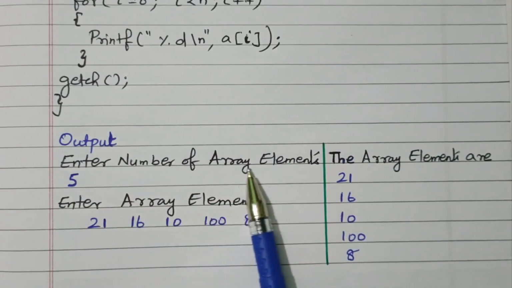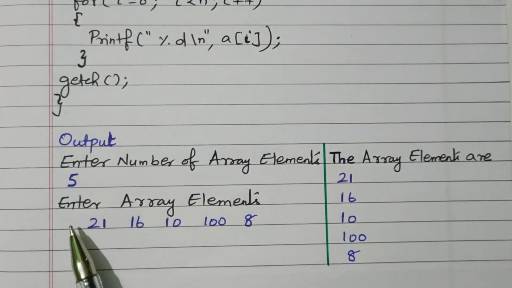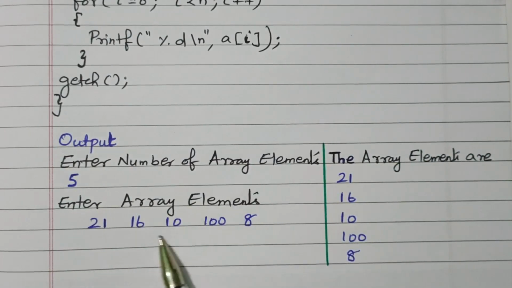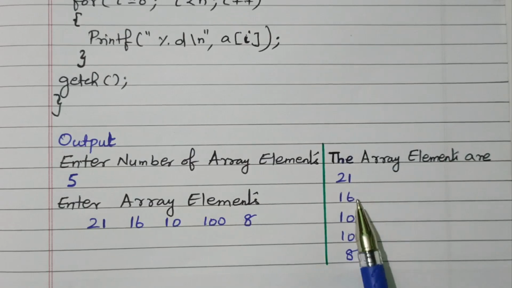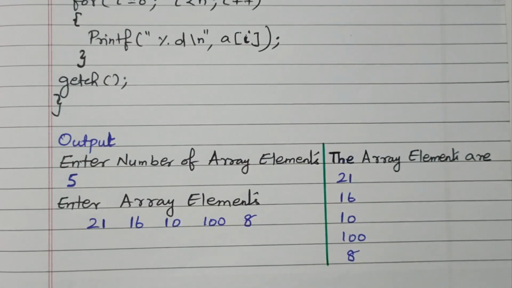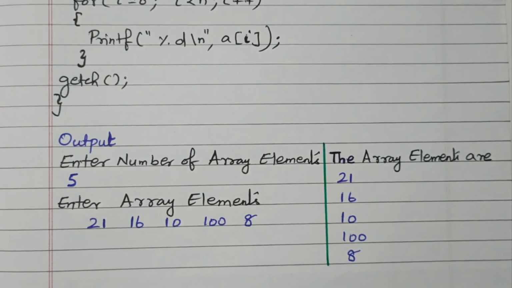First you ask how many elements, then you ask for the array elements to be entered. These array elements are printed one by one. So in this program we discussed how to display a single dimensional array. We considered 5 elements, and saw how to read the array elements and how to display them.